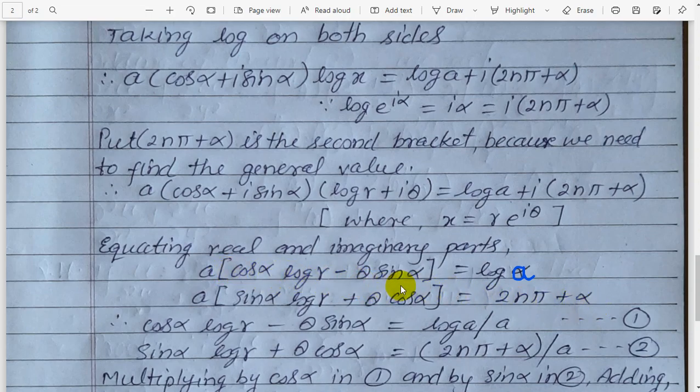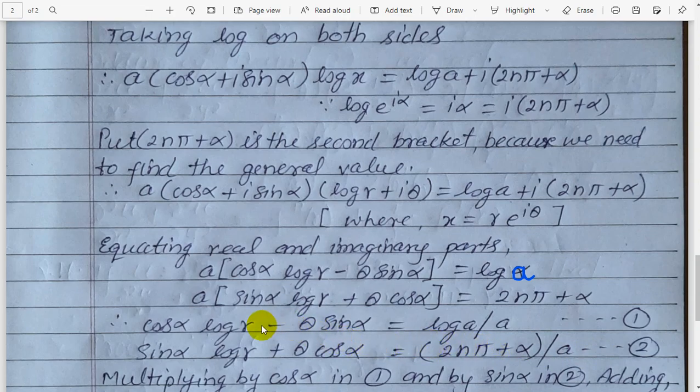From this equation, cos alpha into log r minus theta sin alpha equals log a upon a. So we write here, therefore cos alpha into log r minus theta sin alpha equals log a entire upon a, and let it be equation first. After that, from the second equation, we write here sin alpha log r plus theta cos alpha equals (2n pi plus alpha) entire upon a, taking a to the right hand side. So we get equation first and equation second.